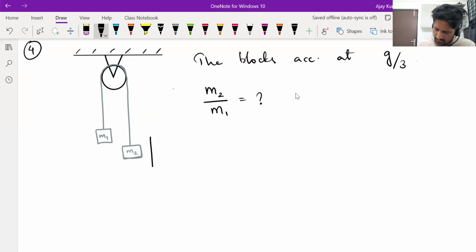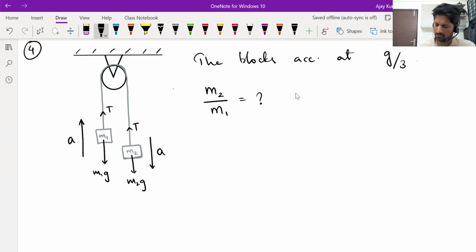Fine. Let's assume M2 accelerates downwards and M1 accelerates upwards. Will their accelerations be equal or not in this system? Yes, sir. They will be equal. That's the constraint here. Accelerations will be equal. On M1, there will be a tension acting and its weight will be acting M1G. And on M2, its weight will be acting M2G. And there is tension upward.